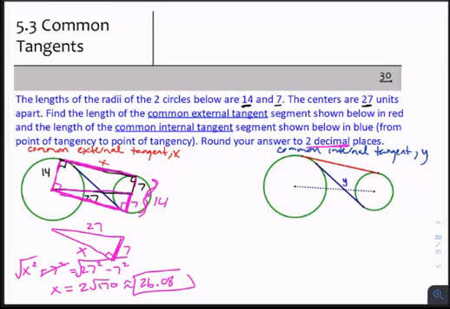If we follow those same steps to solve this, now my common internal tangent is this length right here. I'm going to draw in my radius to the point of tangency from each of those circles. Remember, the tangent intersects the radius at a right angle, so I draw these as right angles. Then I label my information. The small circle has a radius of 7, the larger circle has a radius of 14, and the distance between the centers, again this dashed line, is 27.